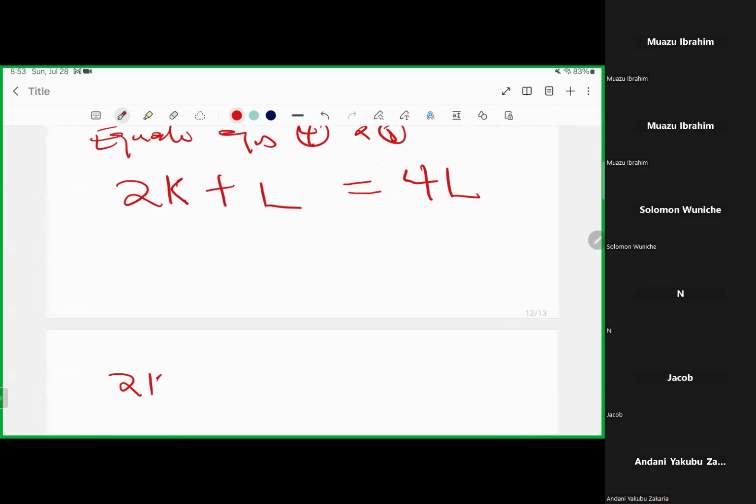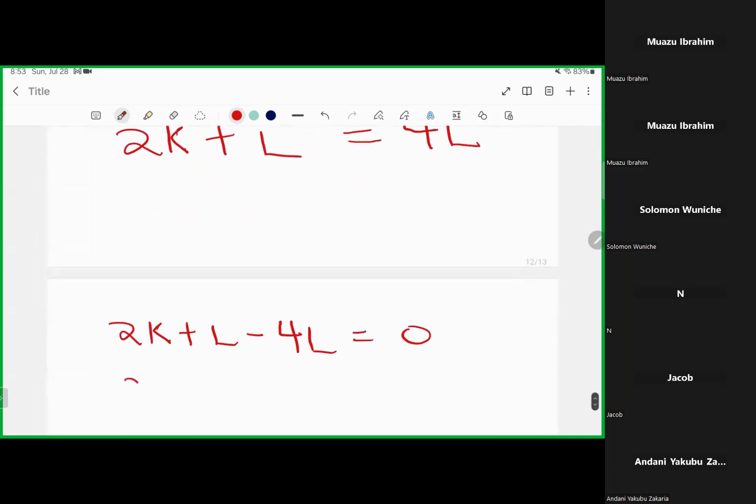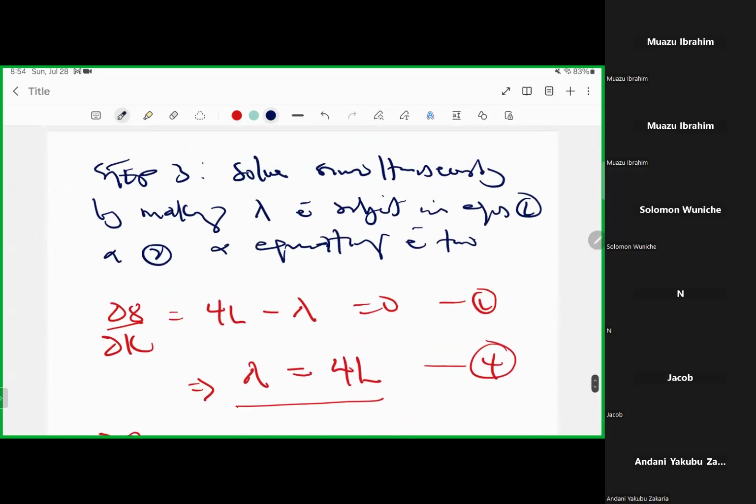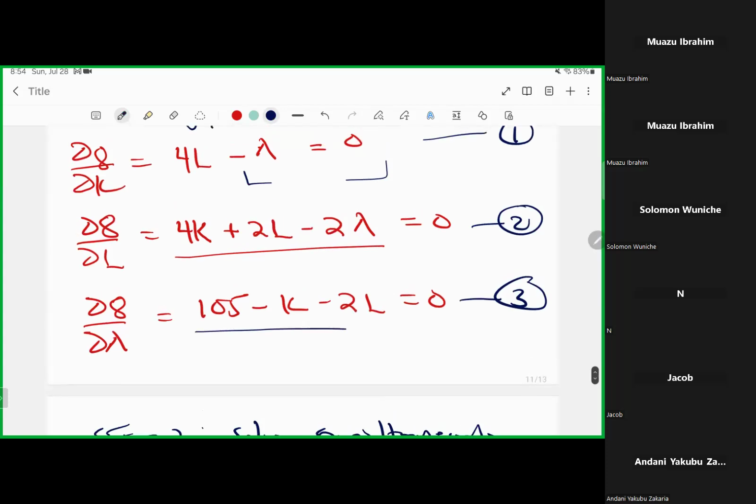When you do that, we are going to have 2K plus L minus, let's group like terms, 4L is equal to 0. So here will be 2K minus 3L is equal to 0. Here can be equation 6. So you can see that we have reduced it to 2 equations: this particular equation and the budget constraint equation.